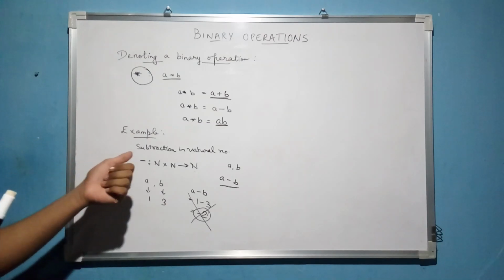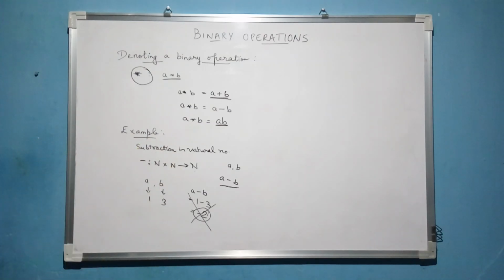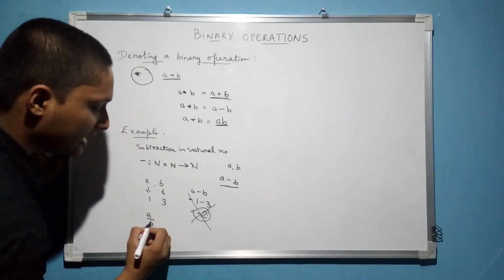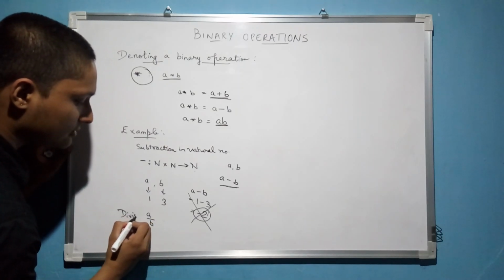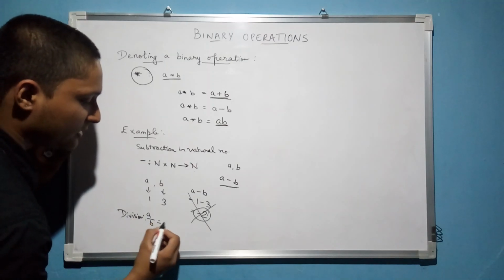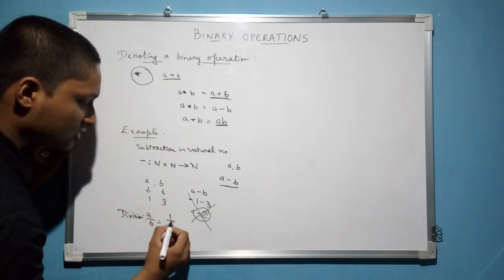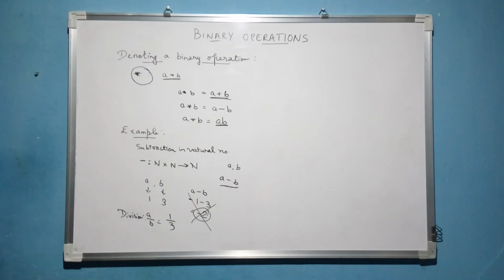Similarly, you can also tell that division in the natural numbers is not a binary operation because it has some exceptions. If I take the same two numbers, for division it becomes A by B. If I take 1 and 3 again here, this comes to be 1 by 3. 1 by 3 is a fraction and it comes only under the rational numbers. It doesn't arise even in the integers, so you need the rational numbers for that. So natural number division is also not a binary operation.